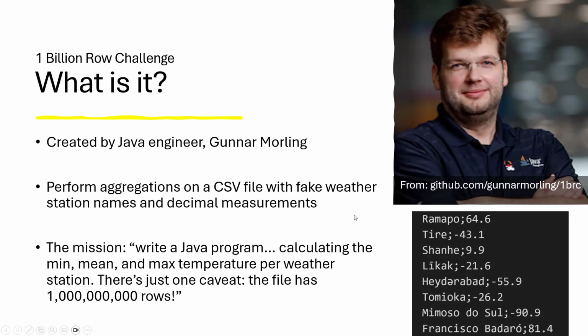And originally, Gunnar put out this mission statement, write a Java program because he's a Java engineer. Write a Java program calculating the minimum, mean, and max temperature per weather station. There's just one caveat: the file has 1 billion rows.